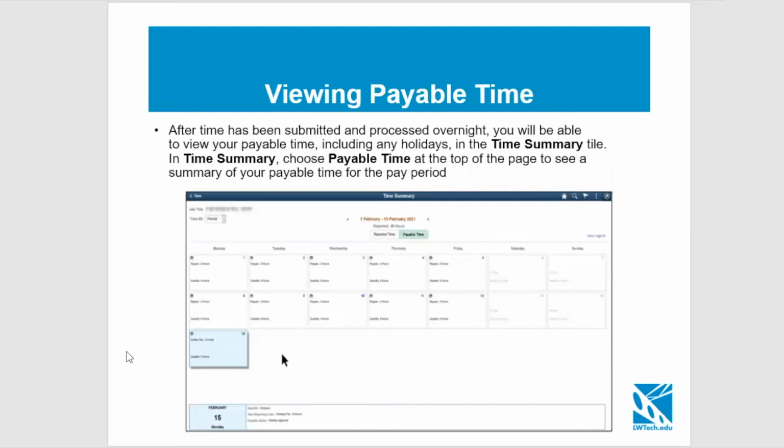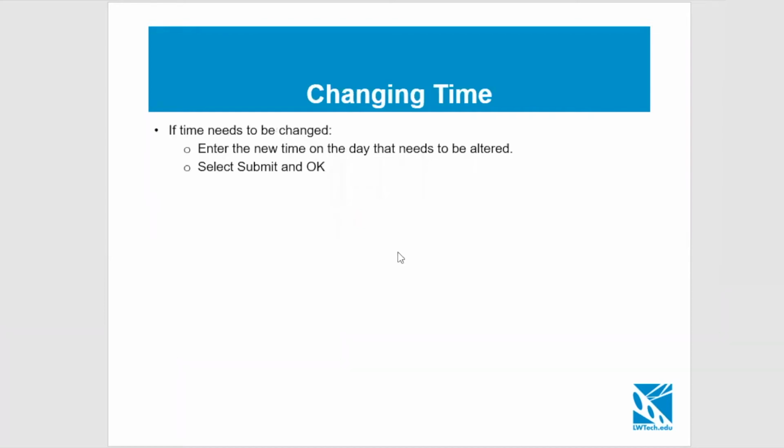So, viewing your payable time. After time has been submitted and processed overnight, you will be able to view your payable time, including any holidays, in the time summary tile. In the time summary, you choose payable time at the top of the page to see a summary of your payable time for the pay period. So this is what that looks like. It shows you the week. Payable time right here.